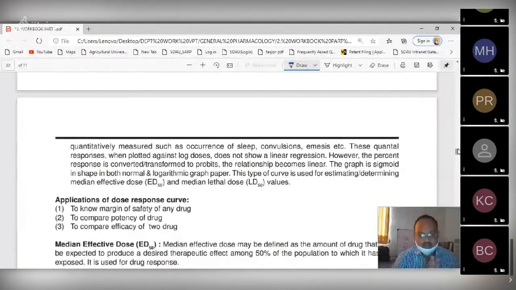Quantitatively measured such as occurrence of sleep, convulsion. This quantal response, when plotted against the log dose, does not show a linear regression. However, the percent response is converted or transformed to probit. The graph is sigmoid in shape in both normal and logarithmic graph paper. This type of curve is used for estimating and determining the median effective dose and median lethal dose.